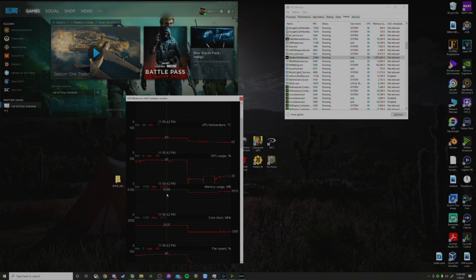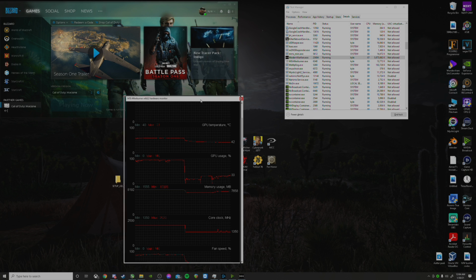Since I made the change that I made, I was able to play steady for 10 games straight with my VRAM sitting between 8200 and 8500 megabytes. So what did I do?